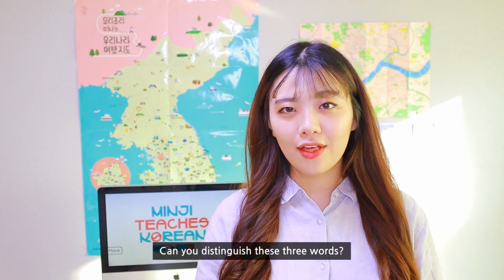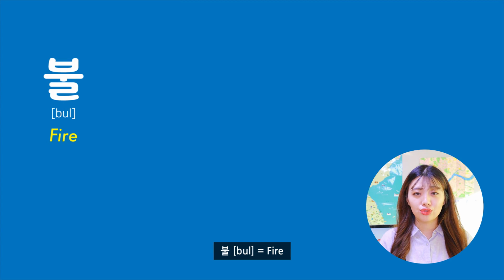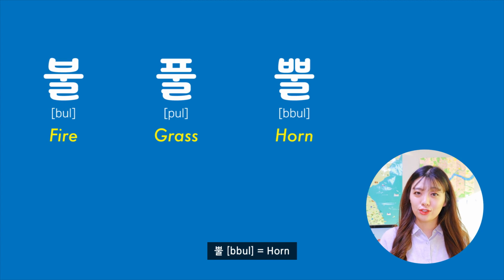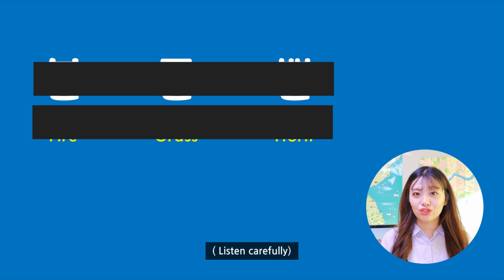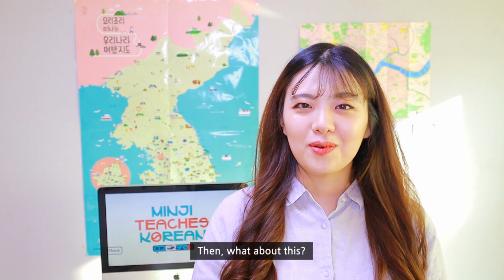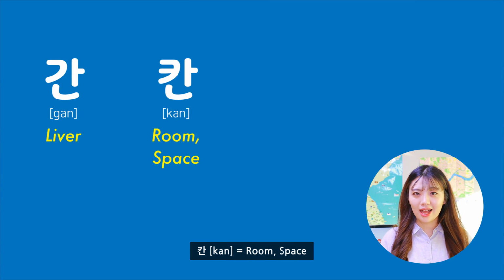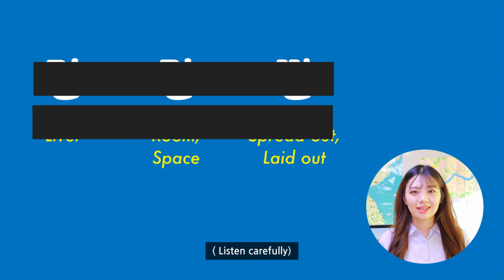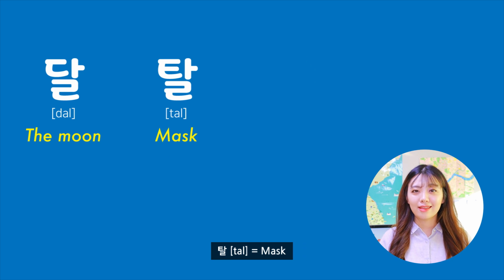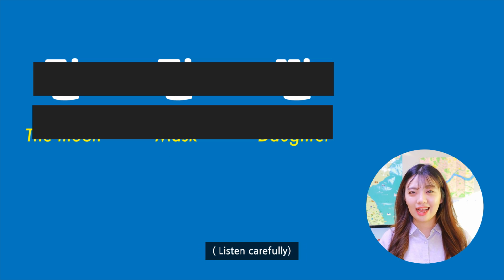Can you distinguish these three words? 불, 풀, 뿔. Do not read the subtitles and listen to see if you can really differentiate them. 불, 풀, 뿔. Then what about this? 간, 칸, 깐. 달, 탈, 딸.